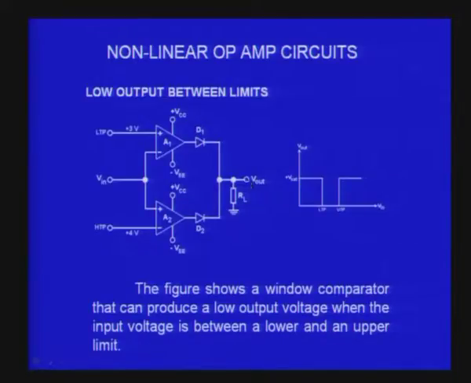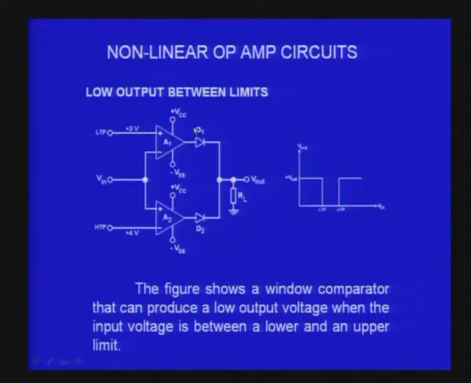Now as I increase this voltage, as long as this input voltage is less than 3 volts, you can see it is less than the LTP in this op amp, and therefore 3 volts will be larger than the input voltage in this op amp A1.